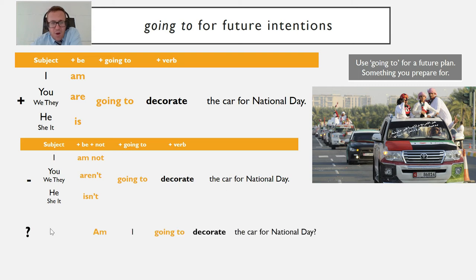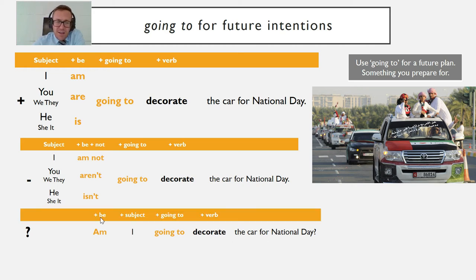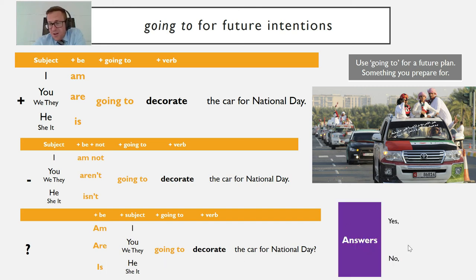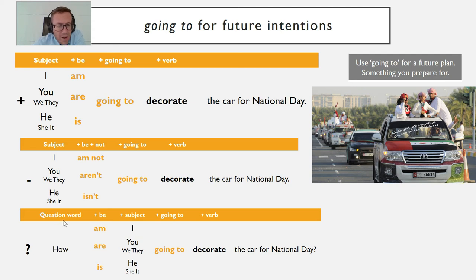And the question, as with questions in other tenses, we swap around the auxiliary verb. So am goes before the subject. So we have, am I going to decorate the car for National Day? Are you going to decorate the car for National Day? Is he going to decorate the car for National Day? The answers are yes or no, but you don't just say yes or no, you say yes I am, no I'm not, and the same for the other subjects. And finally, if there is a question word, you take away the capital letter from the verb and you put the question word before, like what, where, why, how. So we're going to say, how are you going to decorate the car for National Day? With a flag might be the answer.